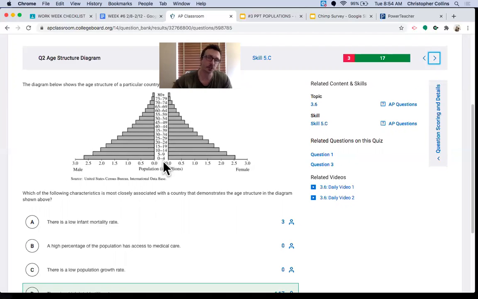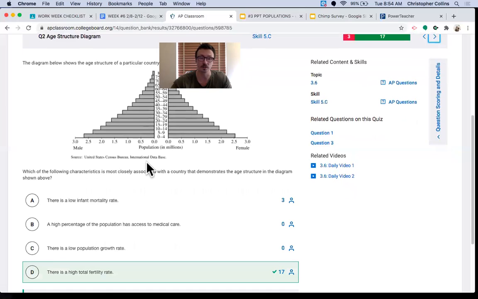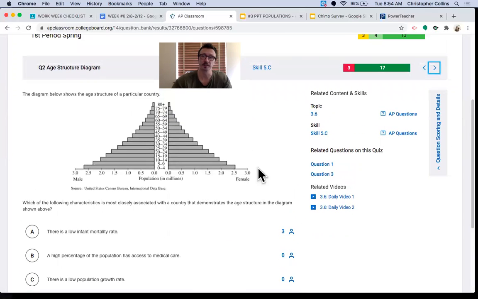Now, we don't know for sure because we don't know what has happened recently in this country. Maybe they've implemented some kind of family restriction protocol. Maybe they've got family planning programs that recently took off. So we're not sure, but we can make an approximation. This population will continue to increase. So we would know that this is a country with a very high total fertility rate.